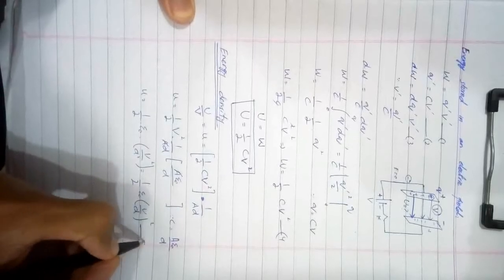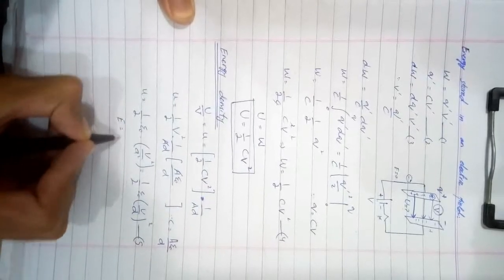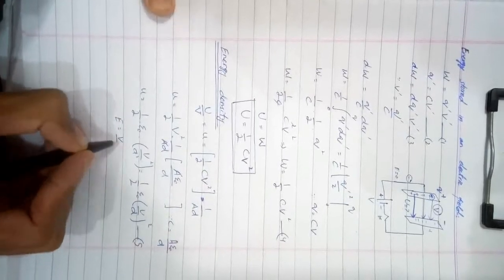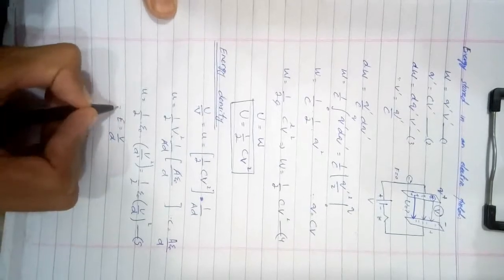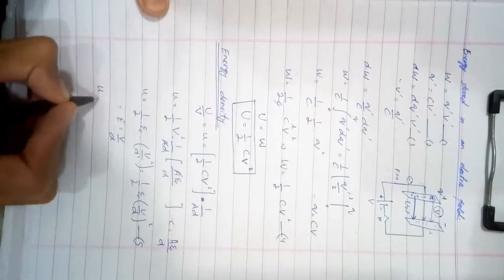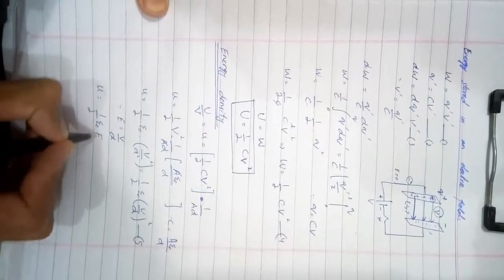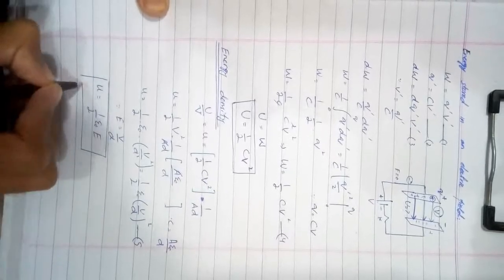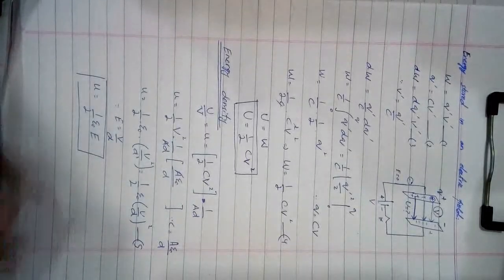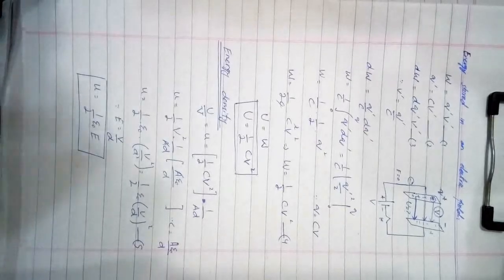Equation 5. We know that E equals V over D. By putting the value here, we have u equals 1 over 2 epsilon naught E square, which is the relation, or equation, in terms of energy density.